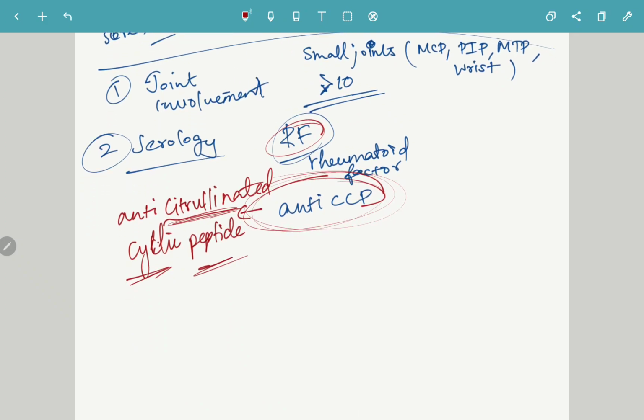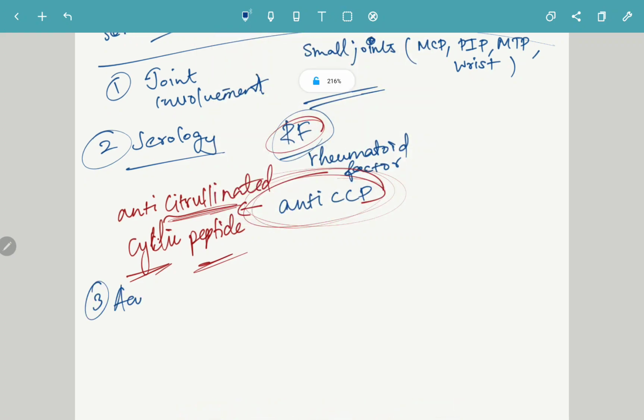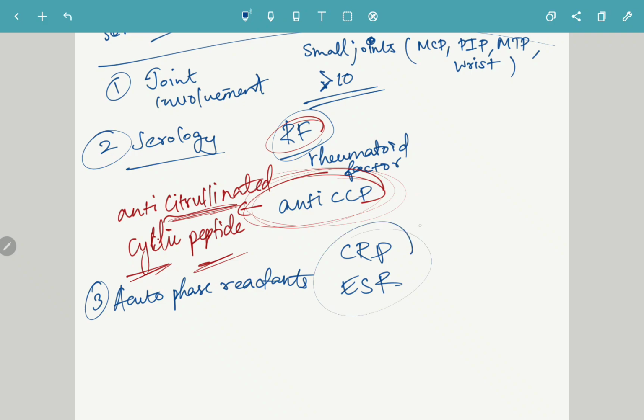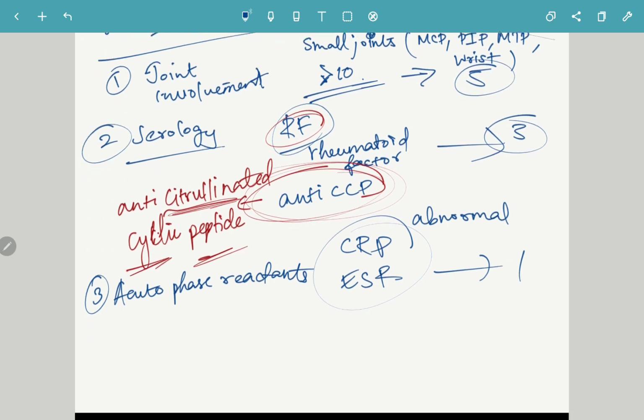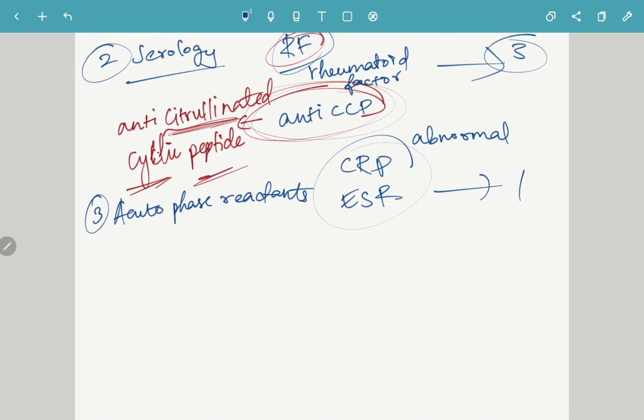Next, you need to check for acute phase reactants. So what are these acute phase reactants? Acute phase reactants such as CRP, C-reactive protein, and ESR must be checked. If the C-reactive protein and ESR are abnormal, then there is going to be a score of 1. Okay. So the maximum score in serology is 3, and the joint involvement maximum score is 5. For acute phase reactants, the maximum score is 1.